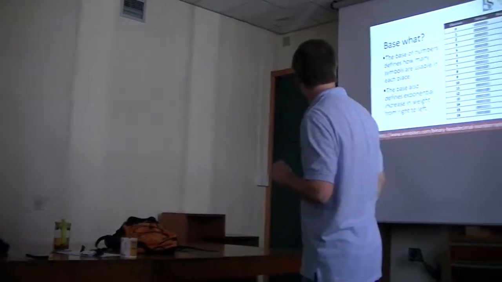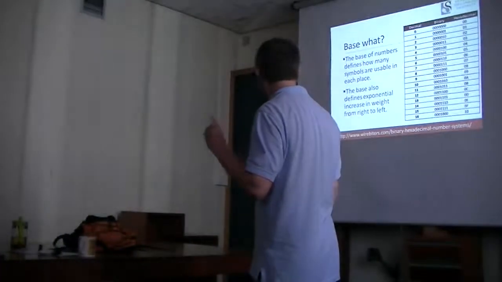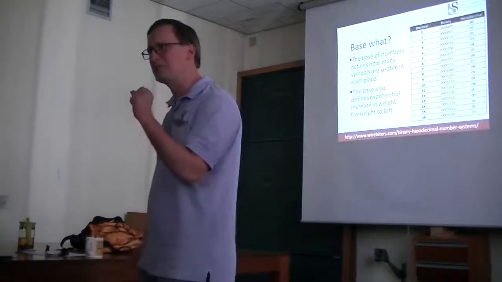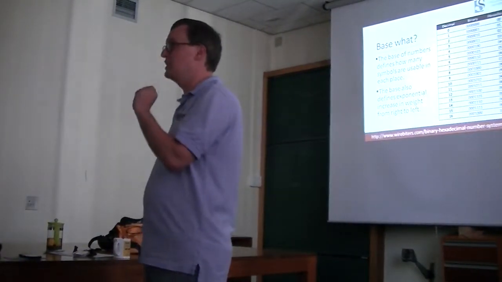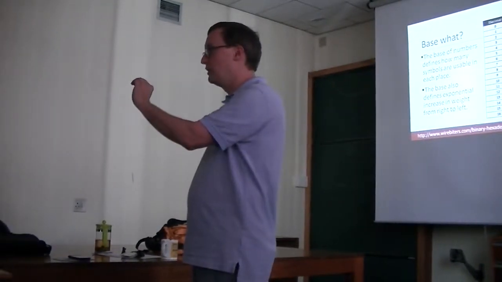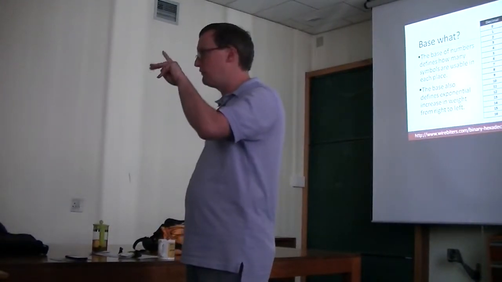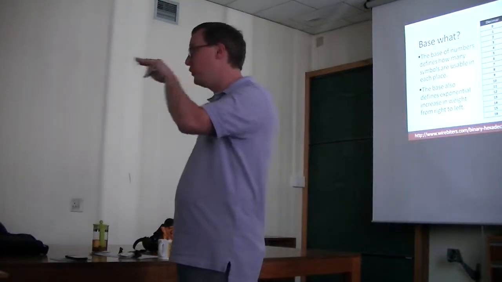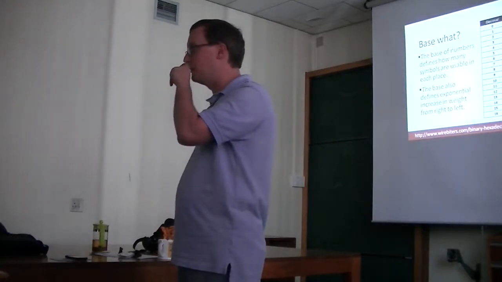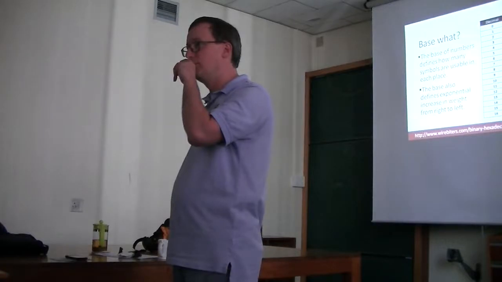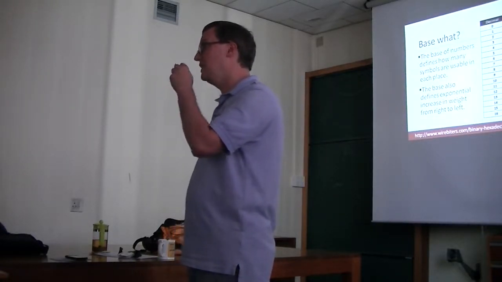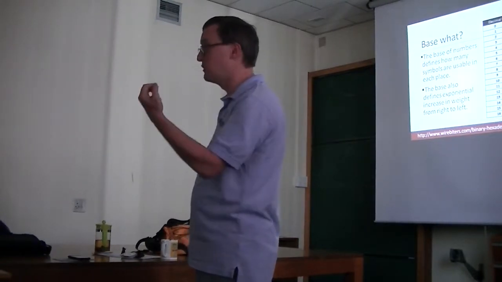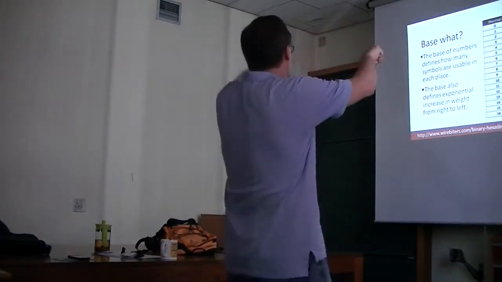So that brings us to the second part of this. The base also defines the exponential increase in weight from right to left. That sounds complex, but you deal with this every day. If I give you the number 384, which numeral of 3, 8, and 4 has the most weight in determining the value of that number? The 3 does. And the 3 gets the most weight because it's the leftmost number. It's 2 positions to the left.